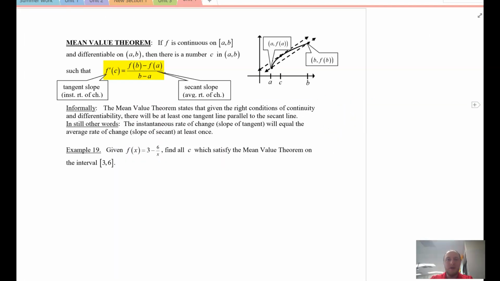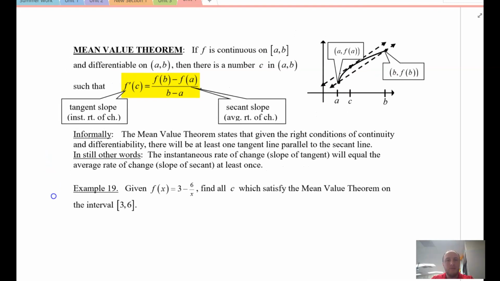Today's topic is the mean value theorem. And here is the mean value theorem. I'm going to highlight this into some different parts. It says if f is continuous on the closed interval a, b, that should sound familiar, and differentiable on the open interval a to b, then there is a number c in a to b such that f prime of c, the slope at a specific point, is equal to the average slope.